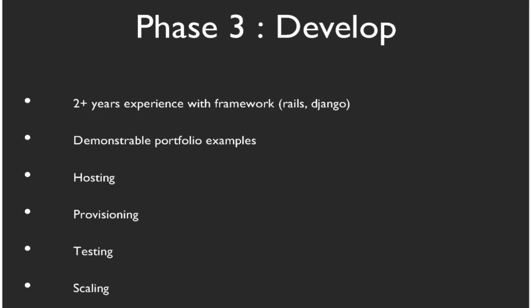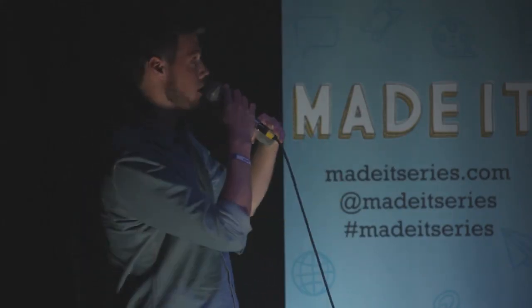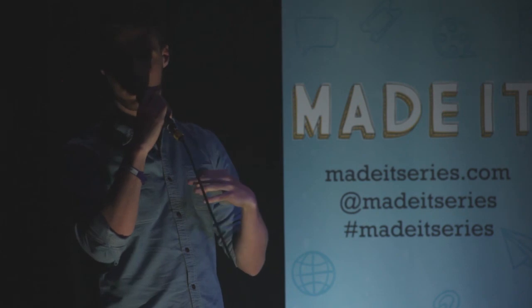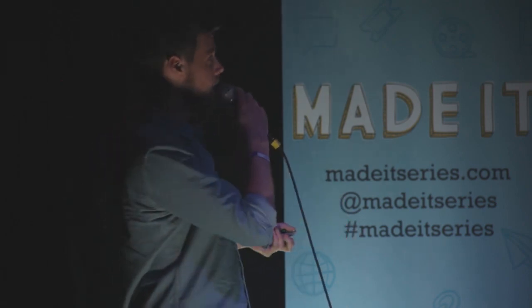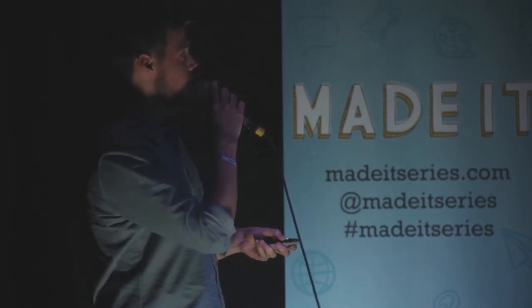Phase 3 is develop. I've written down a list of general things here. I can put these online later on; I won't go through them all now. Once you've got the general idea fleshed out in your head and in design, you can move on to finding, preferably, a developer with two to three years of experience with a dynamic language and a framework such as Ruby on Rails or Django.